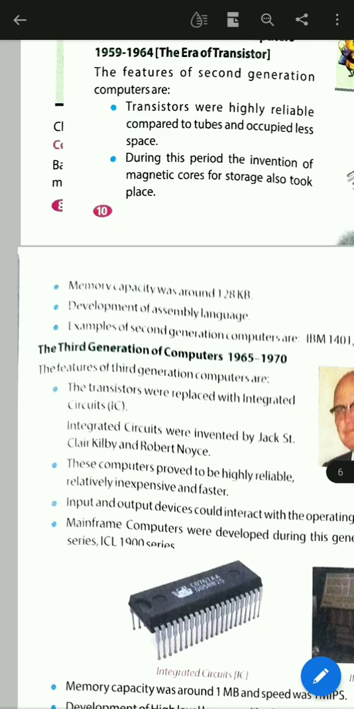Mainframe computers were developed during this generation. For example, IBM 360 series and ICL 1900 series. Memory capacity was around 1 MB and speed was 1 MIPS.